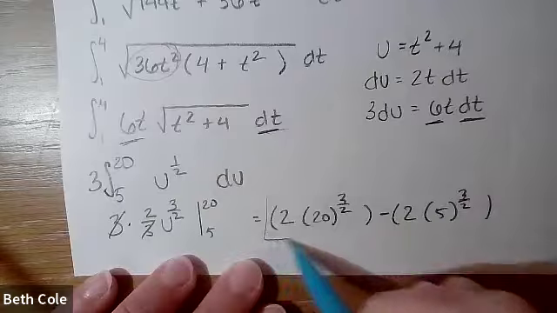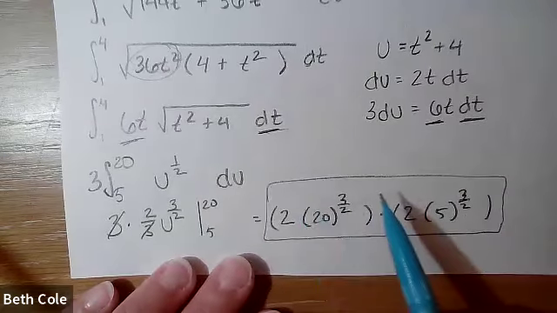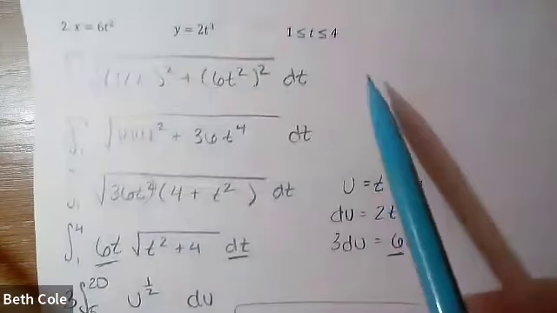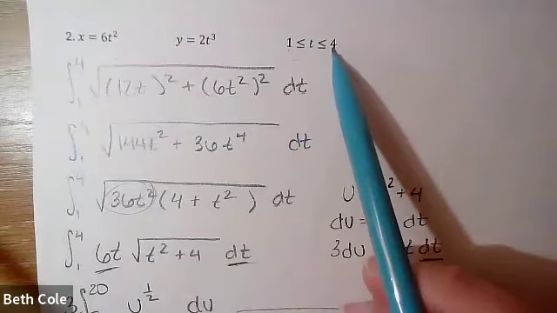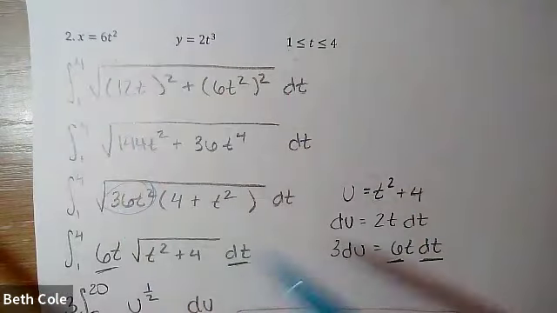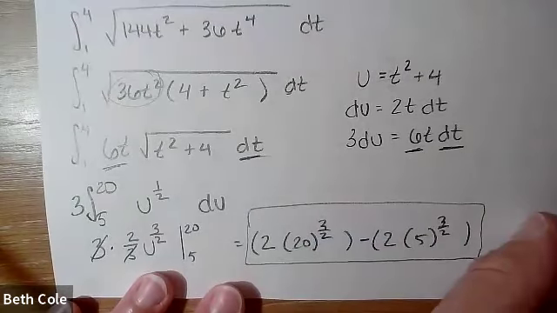And again, if you were to put this into a calculator, it's going to give you a number. It would be some kind of weird decimal, but it is the length or distance of the parametric curve from when t is 1 to t is 4. So again, if you were to graph these and look at it, it is the length of that curve. It's a distance is what you're finding.